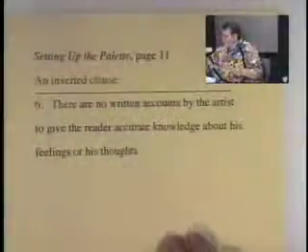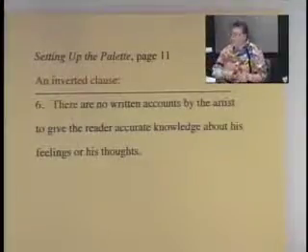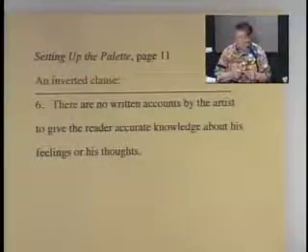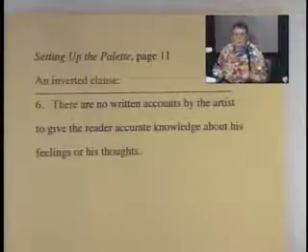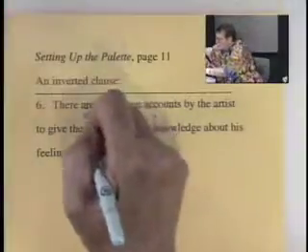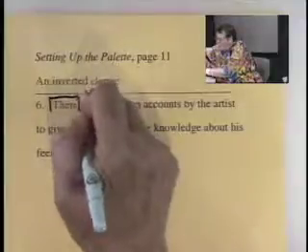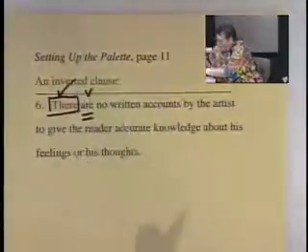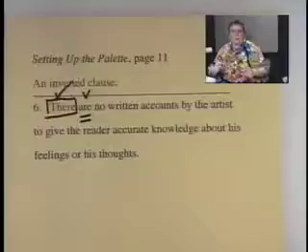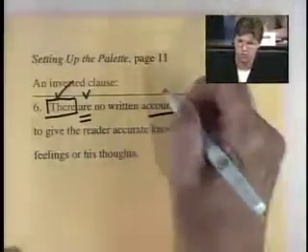Here's another one. There are no written accounts by the artist to give the reader accurate knowledge about his feelings or his thoughts. Jerry, I don't see anything that looks like a subject here. Can you help me find a verb? Are. You get 2 lines under are, put a V above it, box off there, it's a watch-out word, get a check above that. Now you can ask yourself a question based on the verb. What are there? The accounts. Exactly. So that gives me a subject.